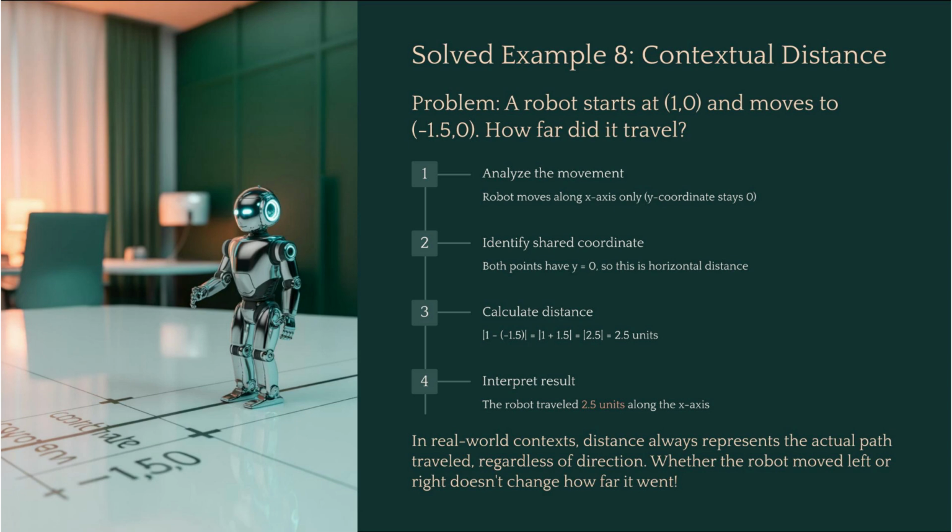Example 8 is a simple contextual distance problem. A robot starts at (1, 0) and moves to (-1.5, 0). Since the robot is traveling along the x-axis, we just find the horizontal distance. The distance from 1 to 0 is 1, and the distance from 0 to -1.5 is 1.5. Adding those distances, the robot traveled 2.5 units.